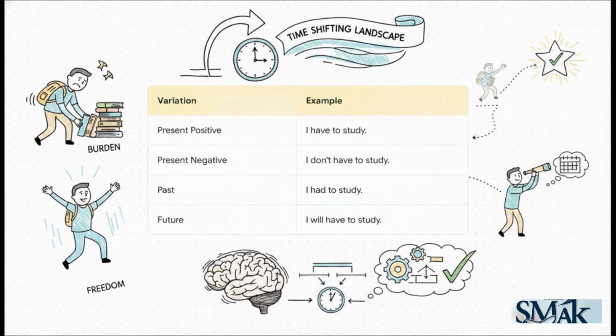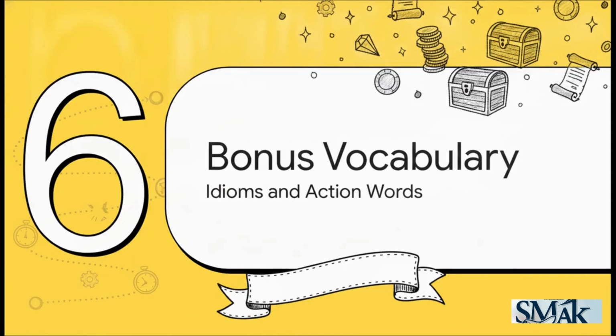We start with the current burden of I have to study, and shift easily to the present freedom of I don't have to study. Then we kind of pause, look over our shoulder to the past with I had to study, and finally we turn our gaze ahead, anticipating what's coming with I will have to study. If you can just visualize this dynamic in your mind during a conversation, you will never get lost in the grammatical timeline again.